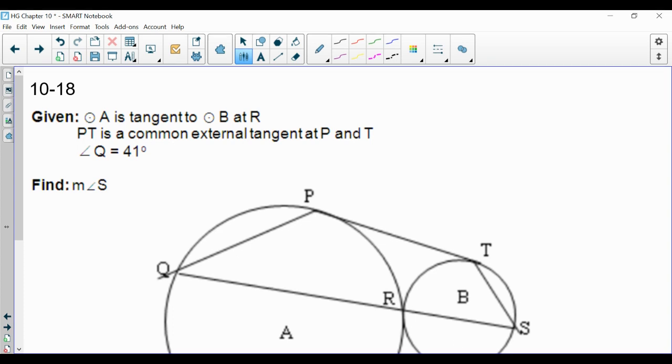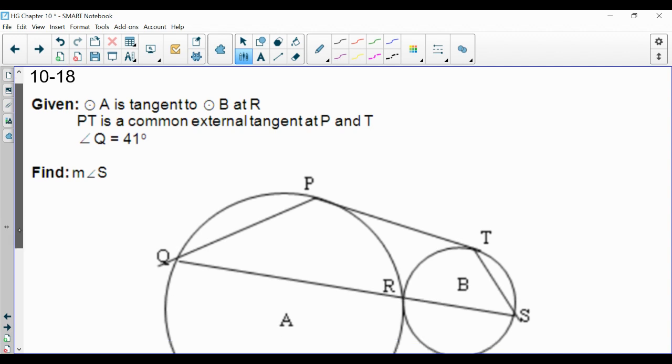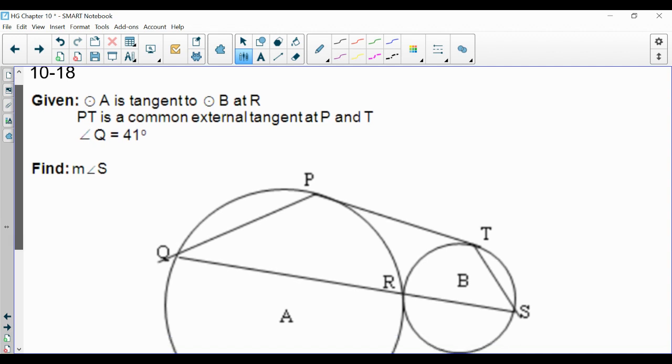And today we're going to look at 10-18, 10-20, and 10-21. So for the first one, 10-18 has the problem: circle A is tangent to circle B. As drawn, they touch at point R. The circles are tangent to each other. Just make sure you read that carefully.